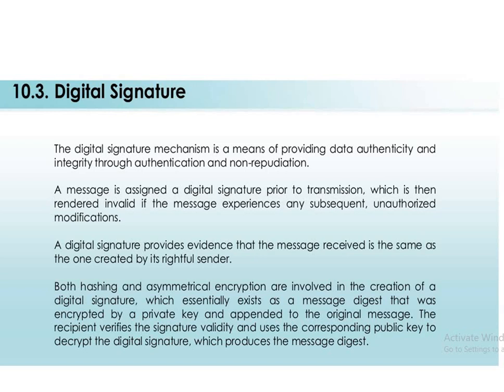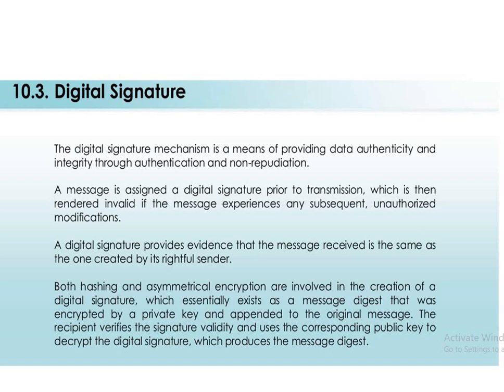So the asymmetrical encryption and hashing mechanism that we had seen are both involved in the creation of a digital signature. We had seen asymmetrical encryption and hashing in part 1 of this video. Now in part 2 we are focusing, as I said, on digital signature and PKIs.